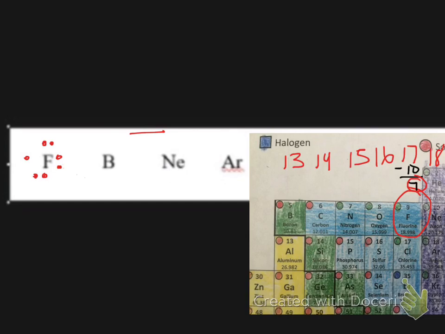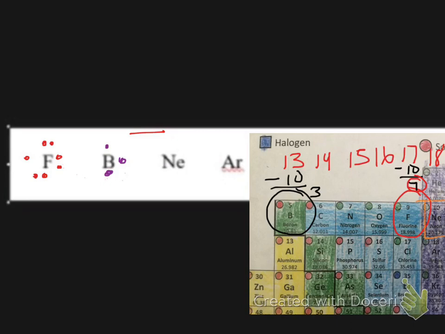Now we're done. Next one we're going to do is boron. Boron is in the 13th column. We're going to subtract 10 away. That gives us 3. So 1, 2, 3. Done. Not very hard, is it?